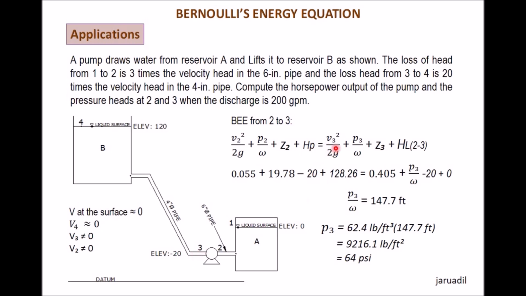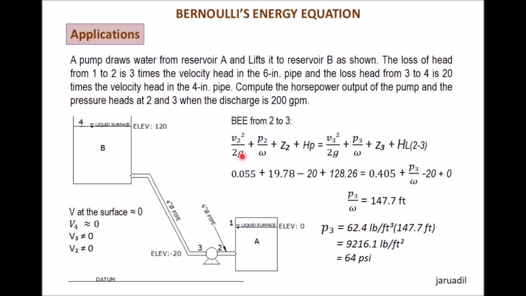And at point 3, V3 squared over 2g plus P3 over omega plus Z3 plus head loss 2 to 3. Now, since head loss from 2 to 3 is not given in this problem, we assume that the head loss from 2 to 3 is equal to 0, because the given head losses are from 1 to 2 and 3 to 4. So this head loss here will be equal to 0. Now the Z3 and Z2, the elevation at 3 and 2, are similar. That is negative 120, and also this one negative 120.